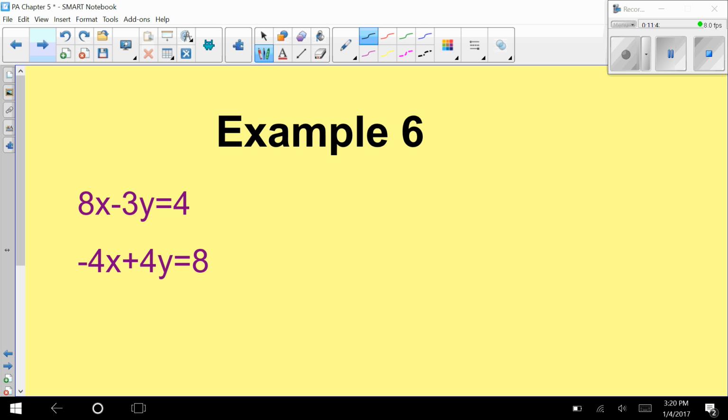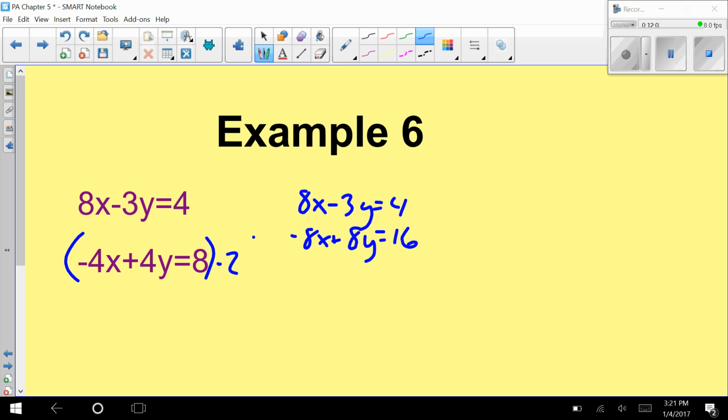Try this one. All right, for this one, to make them the same, we're going to multiply the bottom equation by 2 again. So we get 8x minus 3y equals 4, and negative 8x plus 8y equals 16. We're going to add these two equations together. My x's eliminate. I'm left with 5y equals 20. Divide by 5, and y equals 4.